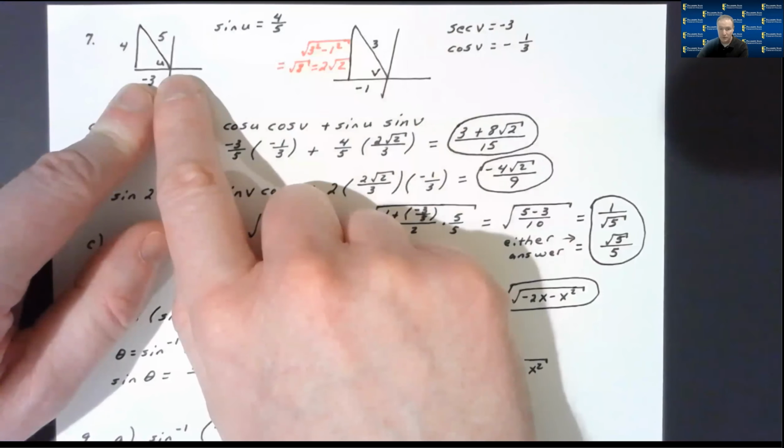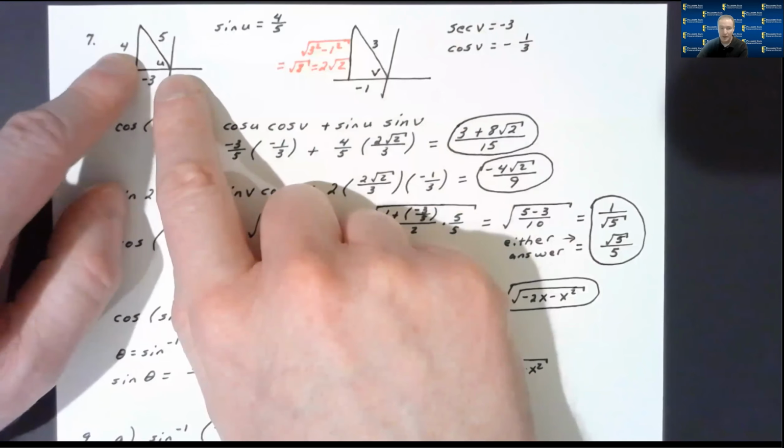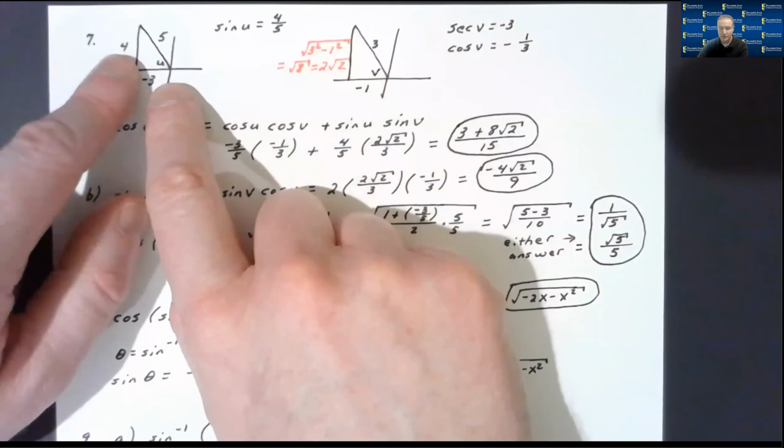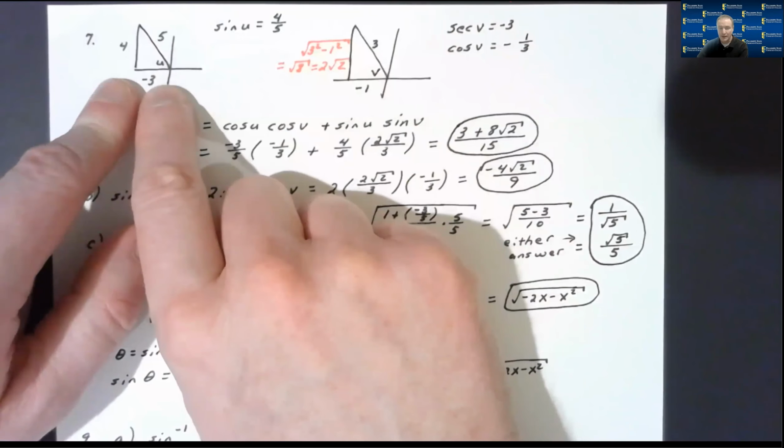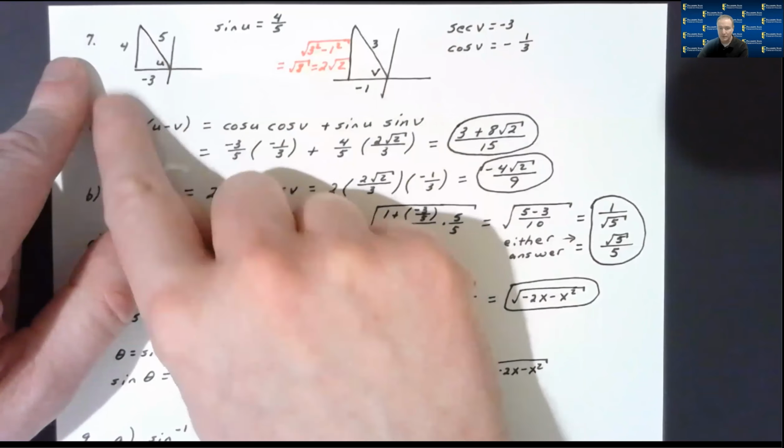You could have also used the Pythagorean theorem if you wanted, but on this one, it should be obvious. It's a special case triangle. It's a 3, 4, 5 triangle. But again, the Pythagorean theorem would work to find that. You just have to understand the x component's negative.